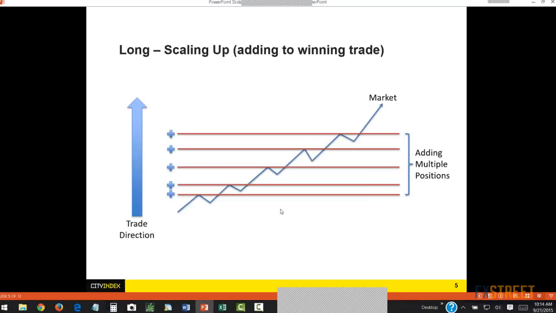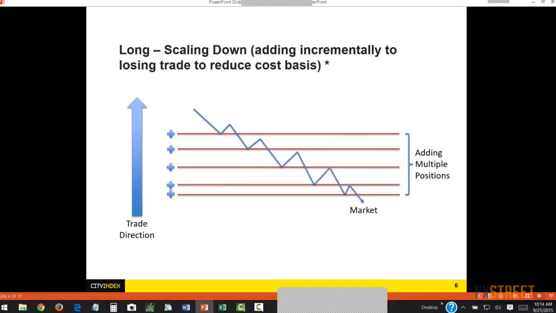Okay, so now let me show you another way to scale into position if you are also going long. This blue squiggly line here is the market. Now, let's say you want to look for a bottom in this market. You're looking to get in at a low price, which many people like to do, and this makes sense. So let's say on a dip in the market, you get in with a long trade. Again, the trade direction is to the upside.